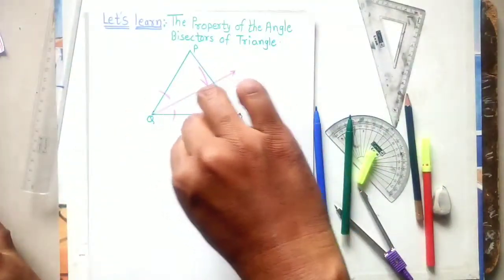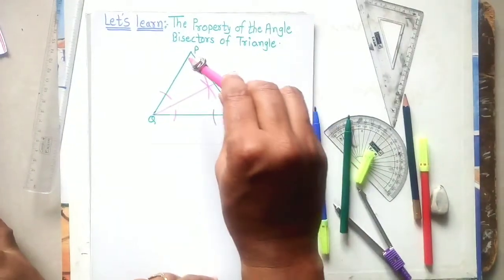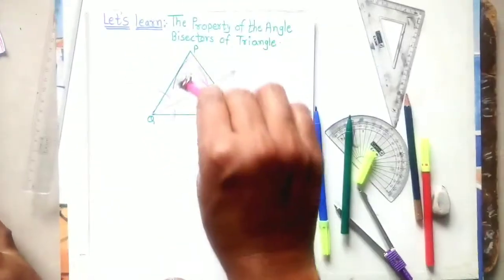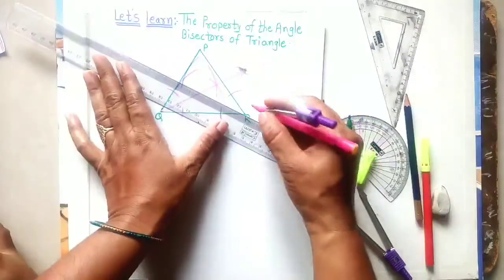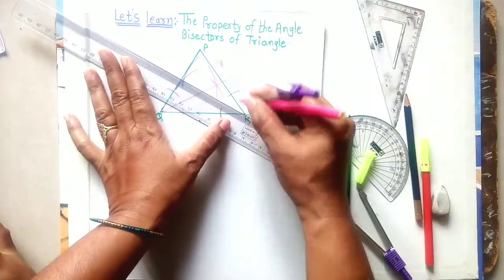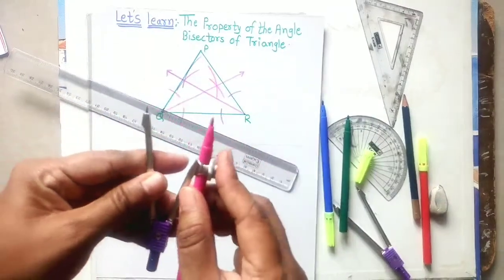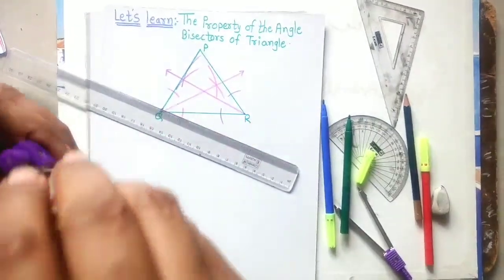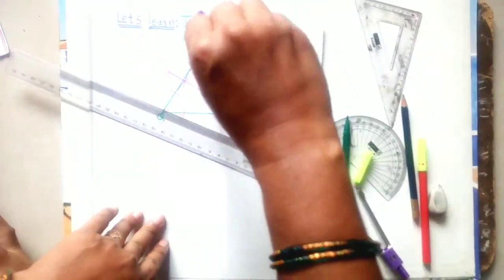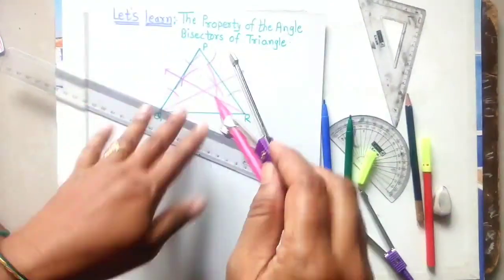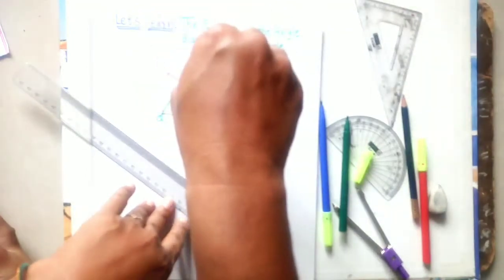Next, angle PRQ. Use a compass to draw the bisector of PRQ. Next angle is QPR. Use a compass to draw the bisector of QPR.